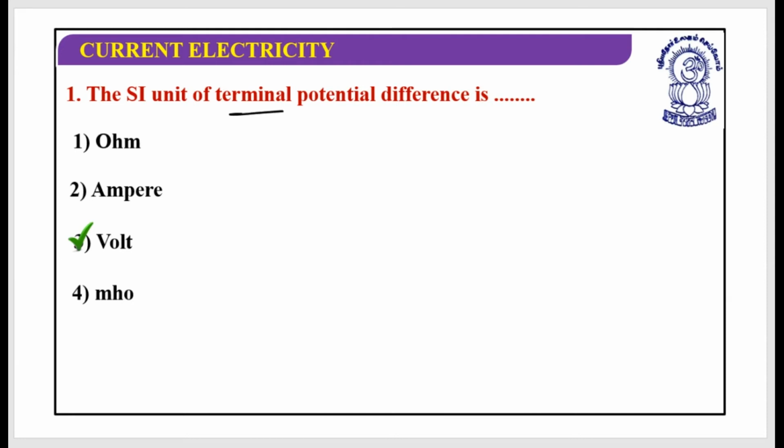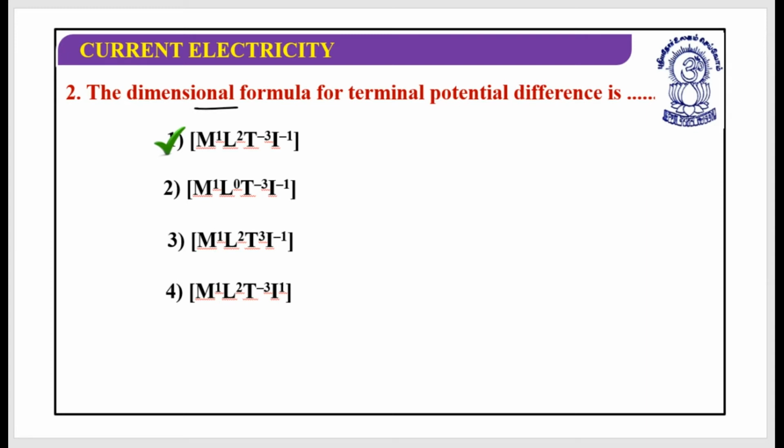The SI unit of terminal potential difference is the volt. Yes, do it very quickly, it is just the theoretical aspects. Next, the dimensional formula for terminal potential difference. How should I do this? V is equal to work done by charge. Work done can be written as force into displacement. Q is the coulomb. I is equal to Q by t, so Q is equal to I into t.